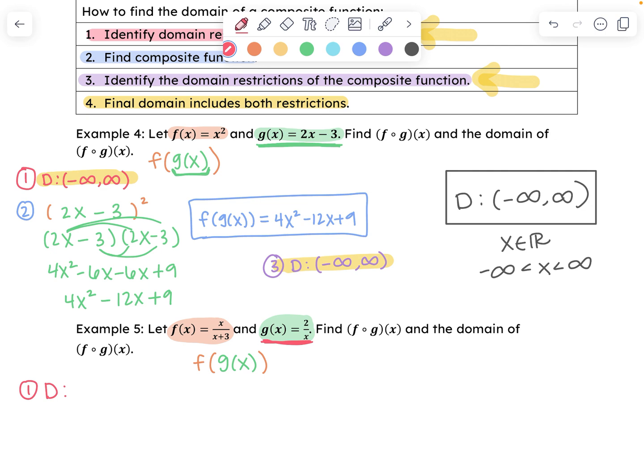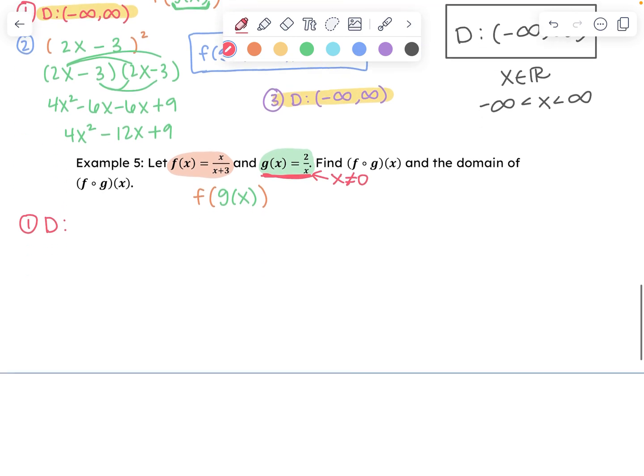And remember, when we have rational functions, we talked about this in a previous set of notes, we cannot divide by 0. So what that means is that x cannot equal 0. So for my domain here, I would say that I'm going from negative infinity to 0, and then union 0 to infinity. I would have to say everything except for where x is equal to 0. So when I do my whole composition, we're going to have some type of restriction when we write our domain.